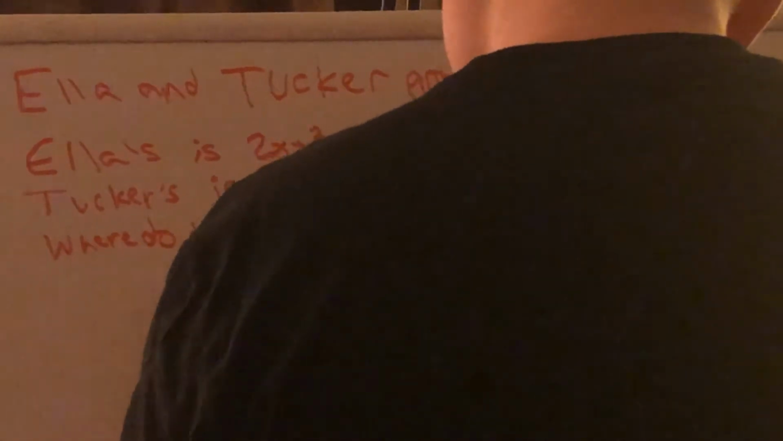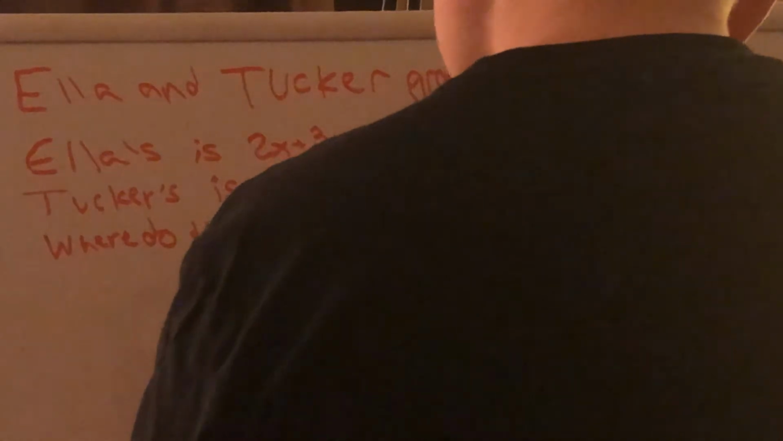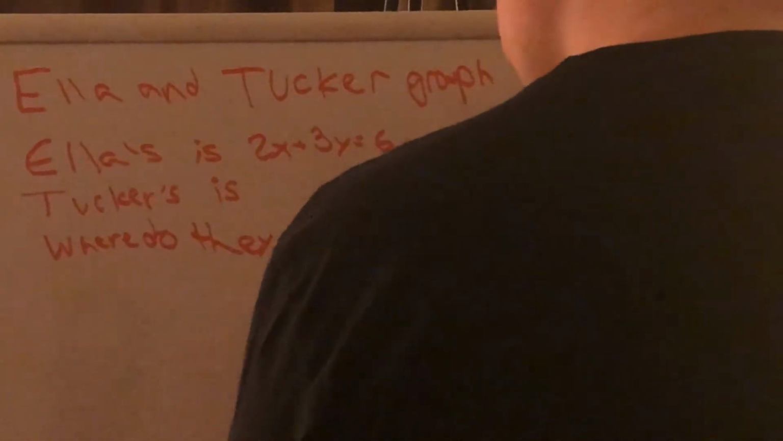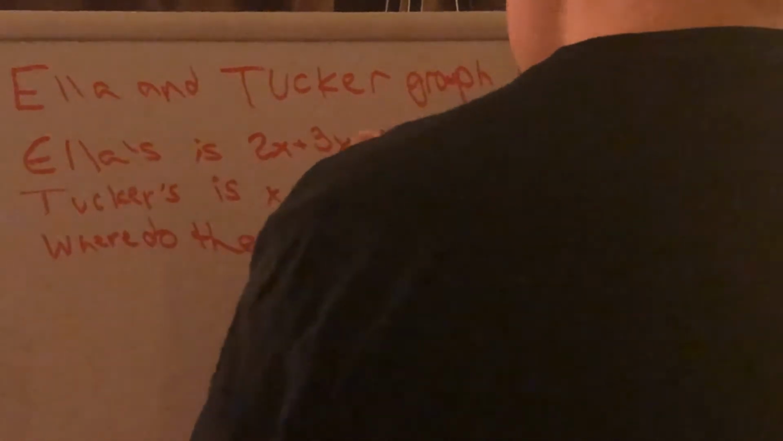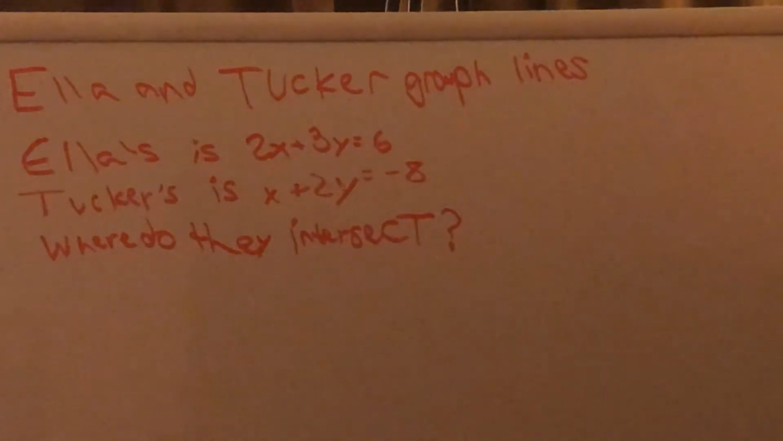So I'm going to say 2y plus x, or maybe I should do it x plus 2y. Yeah, I'll do it x plus 2y, because we have x and y here. Equals negative 8. And all of a sudden, we're starting to look a lot better already.